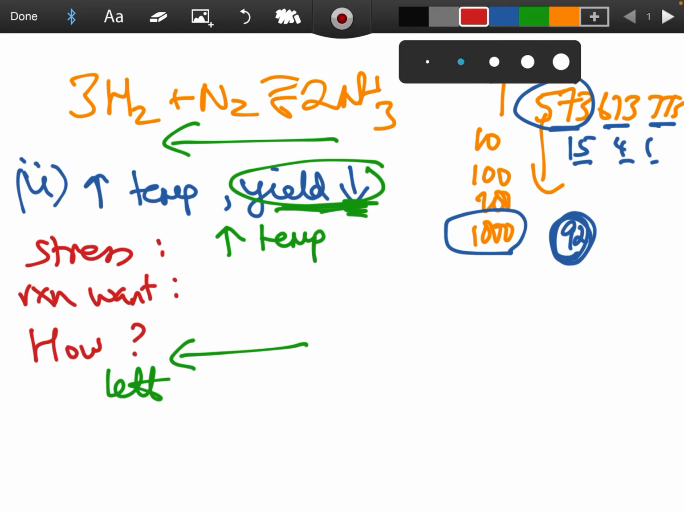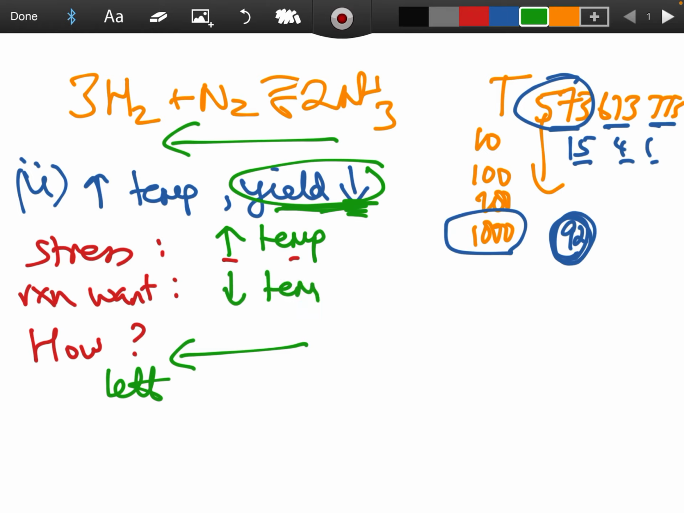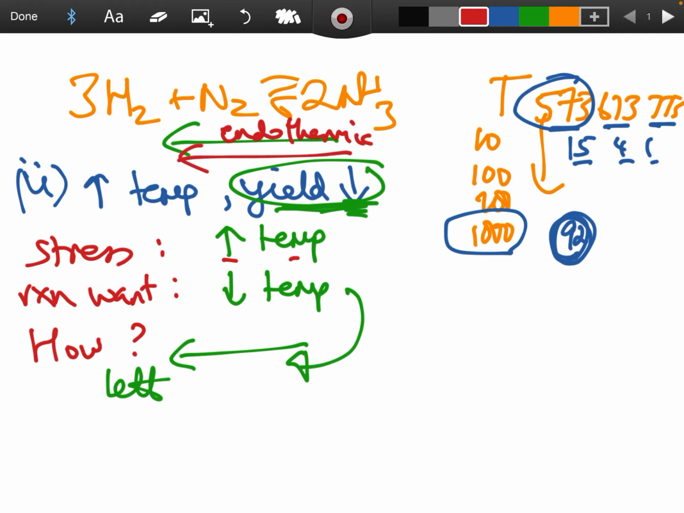So if I increase the temperature, according to Le Chatelier, the reaction will want to decrease the temperature, and the reaction is decreasing the temperature by moving the equilibrium to the left. Therefore, the backward reaction must be endothermic, because that's absorbing heat, or it's decreasing the temperature. Which would lead me then to deduce that the forward reaction must in fact be exothermic.